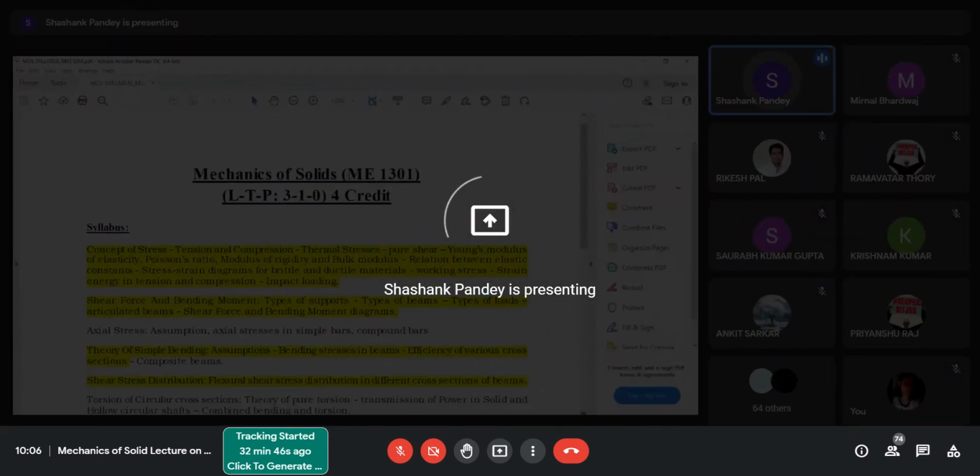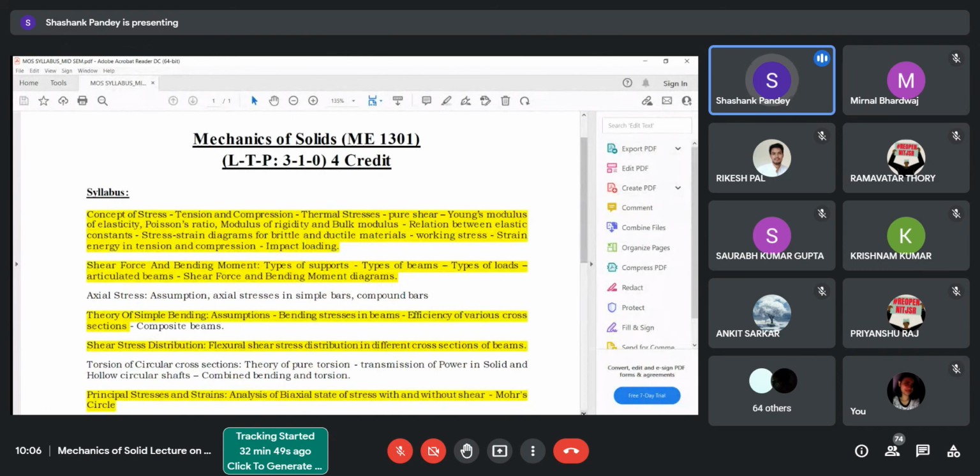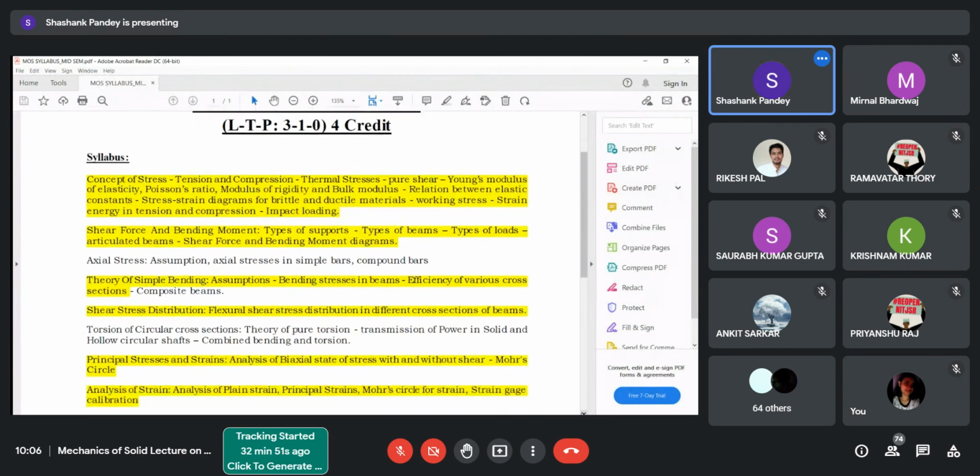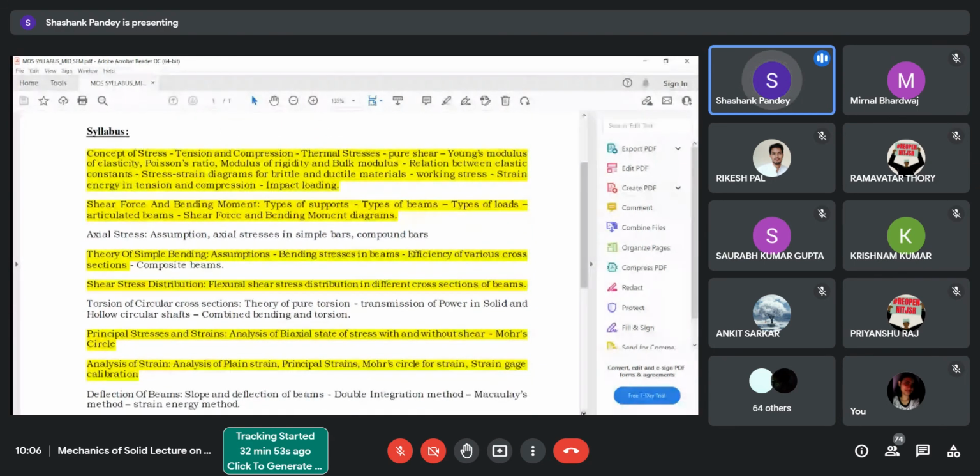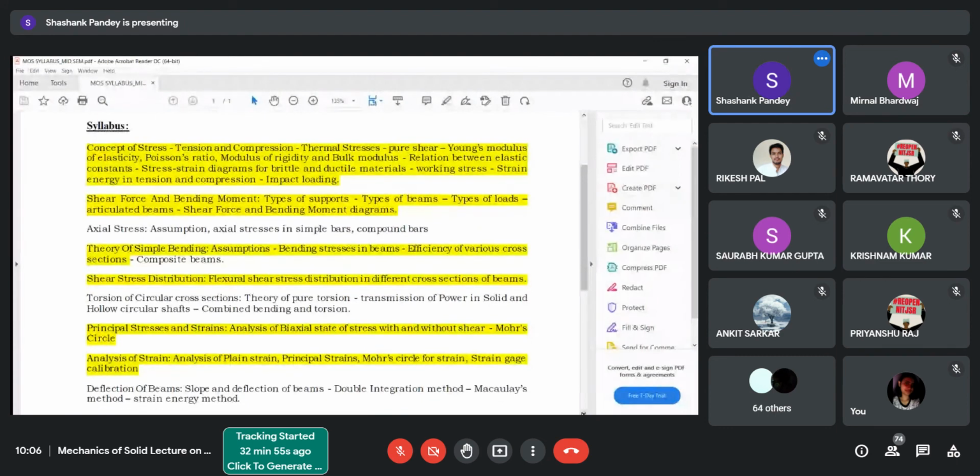So I will share you the syllabus. Let me complete; we will come to this. I am sharing you the syllabus here. I will also share the syllabus and the PPT of the 2 units which I didn't give, but I will give you by today itself.